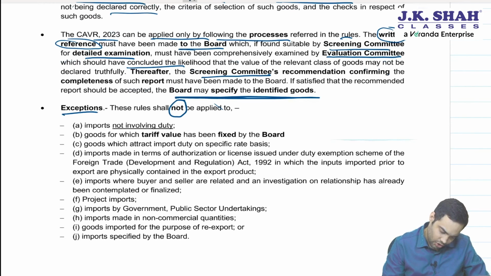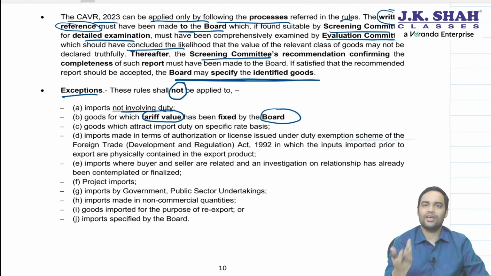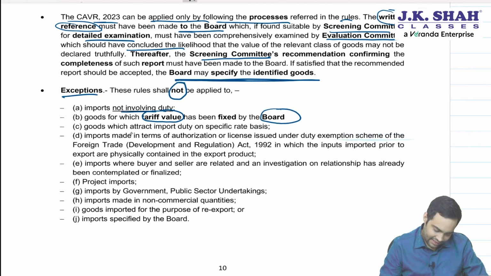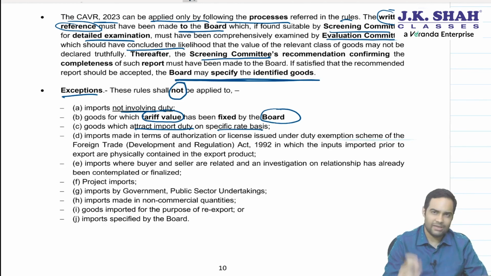Exceptions. These rules will not apply. Let's see. Import not involving duty. Goods where tariff value is fixed by board. If tariff value is fixed by board, how can there be an undervaluation? Even if there is an undervaluation, you'll have to pay on tariff value. Goods which attract import duty at specific rate, that is quantity based taxation. Imports made under authorization of license under FTP, though the law says FTP 1992, even today the act remains same. Though FTP 2023 has come, the act, Foreign Trade Development and Regulation Act, is same.